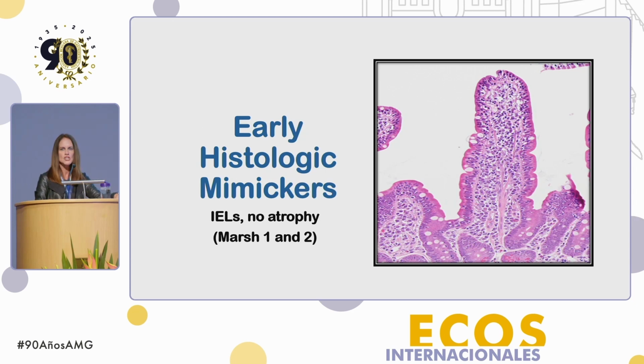So now let's first talk about the different mimickers. And I'm going to divide this into what I call the early mimickers versus the late mimickers. By early mimickers, I mean those with very early histologic lesions. These are patients that, if you think about the classic Marsh pathology, are people with intraepithelial lymphocytes, but no villus atrophy.